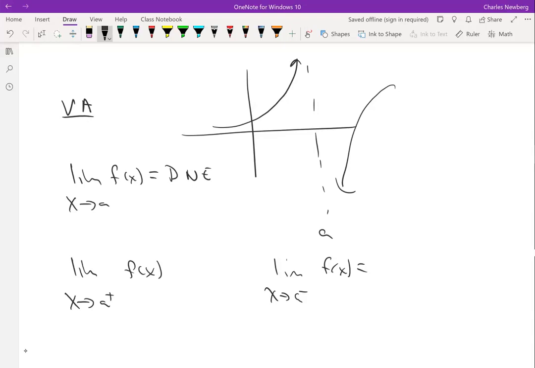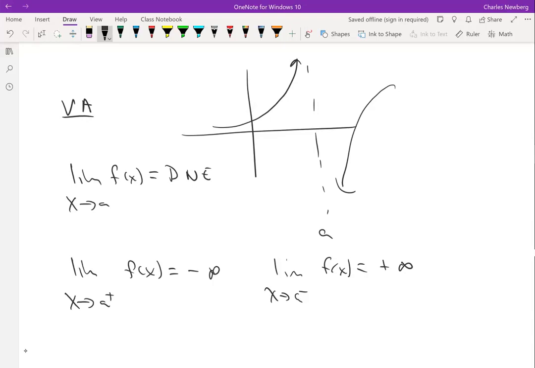So the positive side means what? We're coming in from positive infinity, right? And where am I going? I'm going to negative infinity. So this would be negative infinity. And coming in from the negative side, this would be what? Positive infinity. So we can have infinity or minus infinity for either a single-sided limit or what?